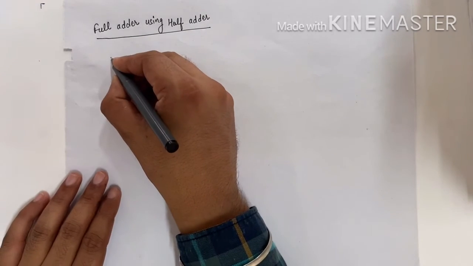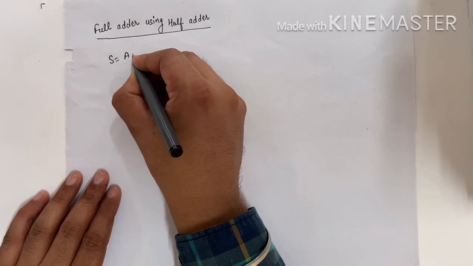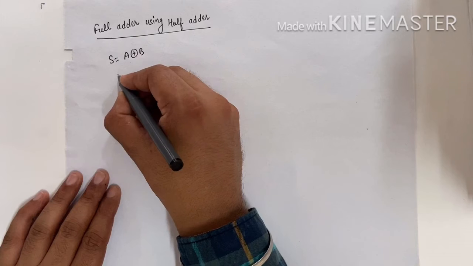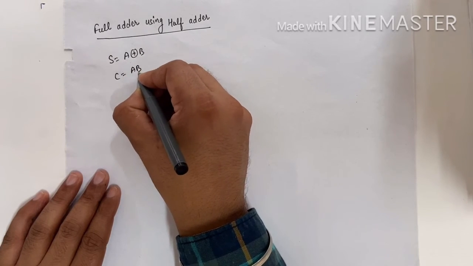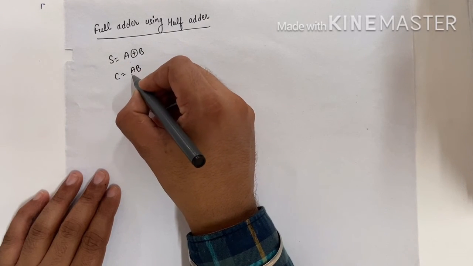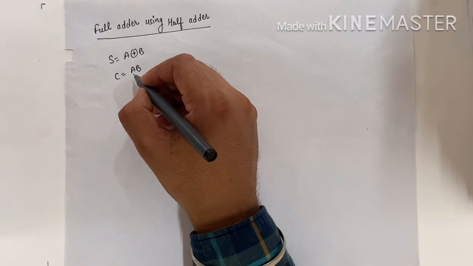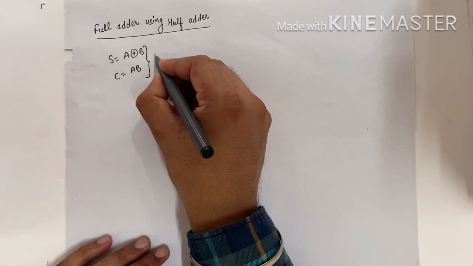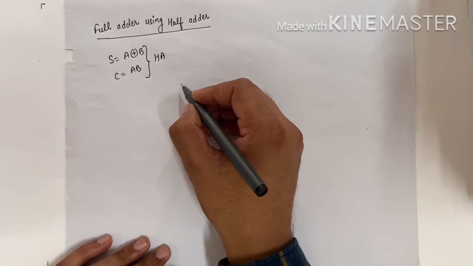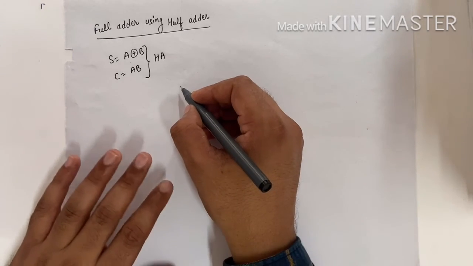In the half adder we can see that sum is A XOR B and carry is A and B. This is the AND operation. In the carry we have to apply the AND operation, and in the sum we apply the XOR operation. This is the condition of half adder. Now using these half adders we have to develop the full adder.